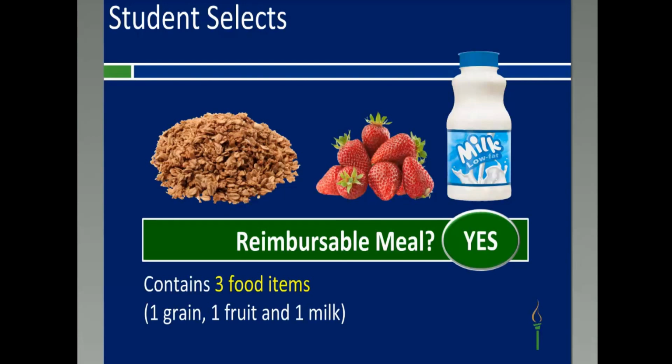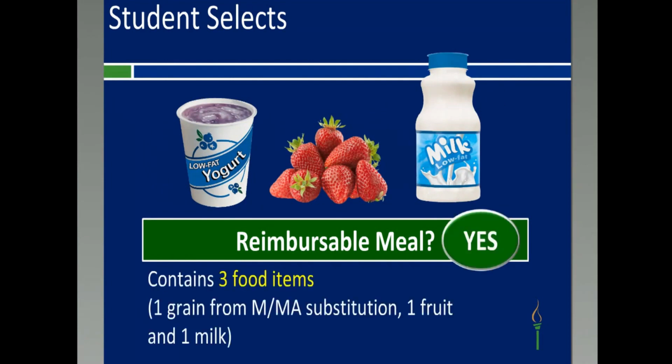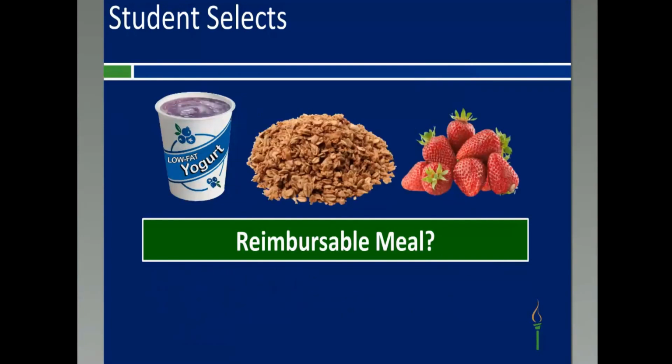The student selects the granola, strawberries, and milk. This is a reimbursable meal since they are taking the minimum 3 food items. Here we have a reimbursable meal again. They have the half cup of fruit in there, more than half cup of fruit since they are offering their strawberries in full cup components.